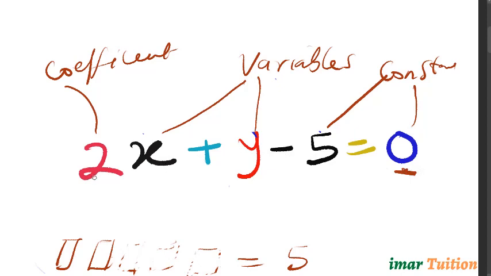Okay, 2 is always going with X. So this 2 is called the coefficient of X. Y here is the same thing as 1Y. We only have 1Y here. The coefficient of Y here is also 1. But usually we don't write 1Y. We just keep it as Y. These are the things you see with algebra.